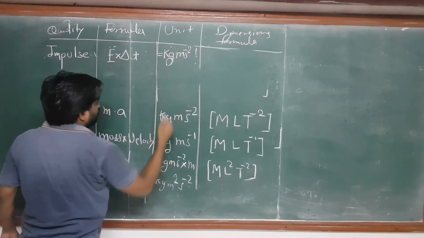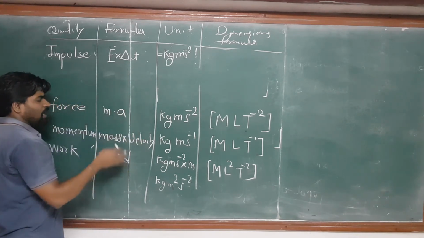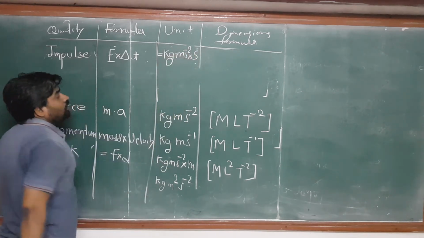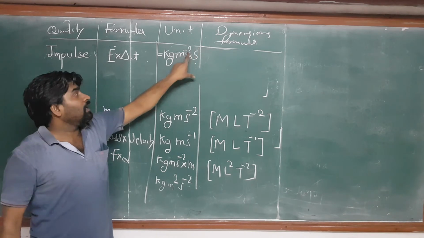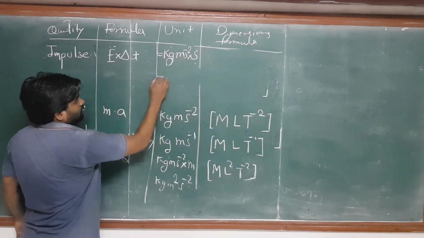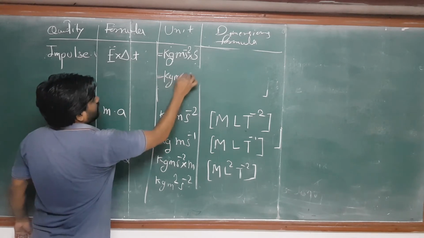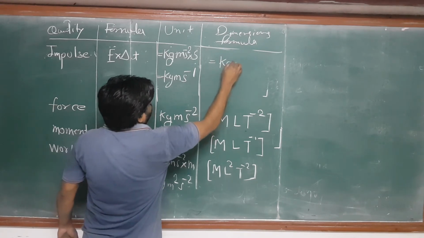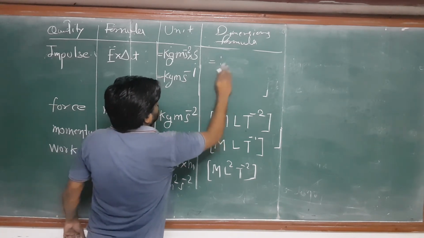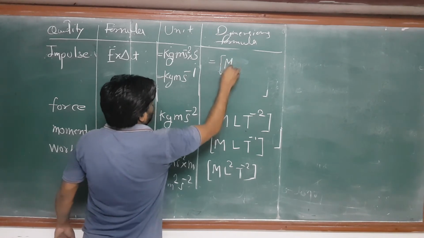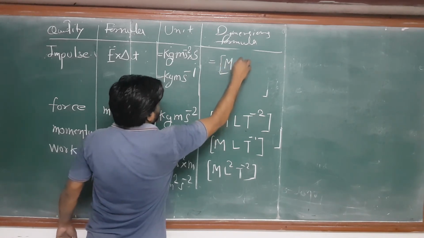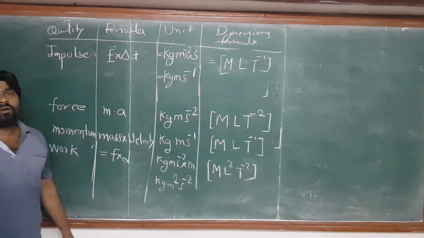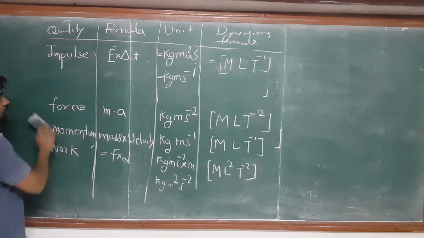This is the unit of force, and the change in time has unit second, multiplied. So see here, there is plus 1 and there is minus 2, so you write there minus 1. Kilogram meter second inverse. So you can write here the dimension formula, right? Kilogram is mass, m has length, second is the time. So M L T inverse. Okay. Now the next, the momentum.